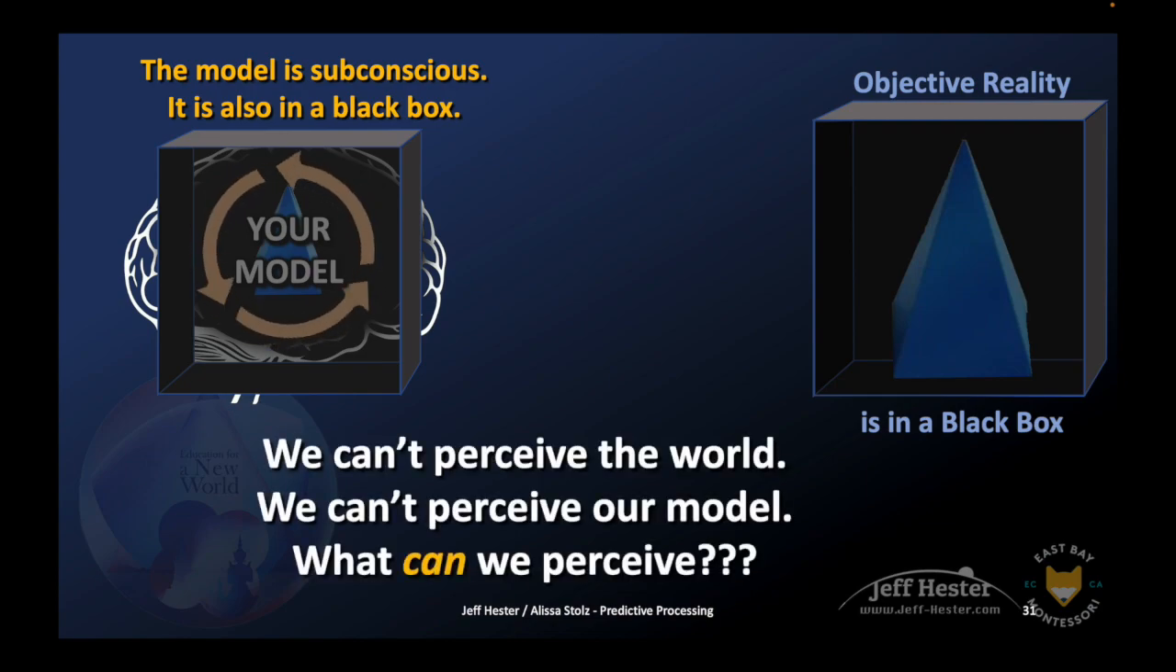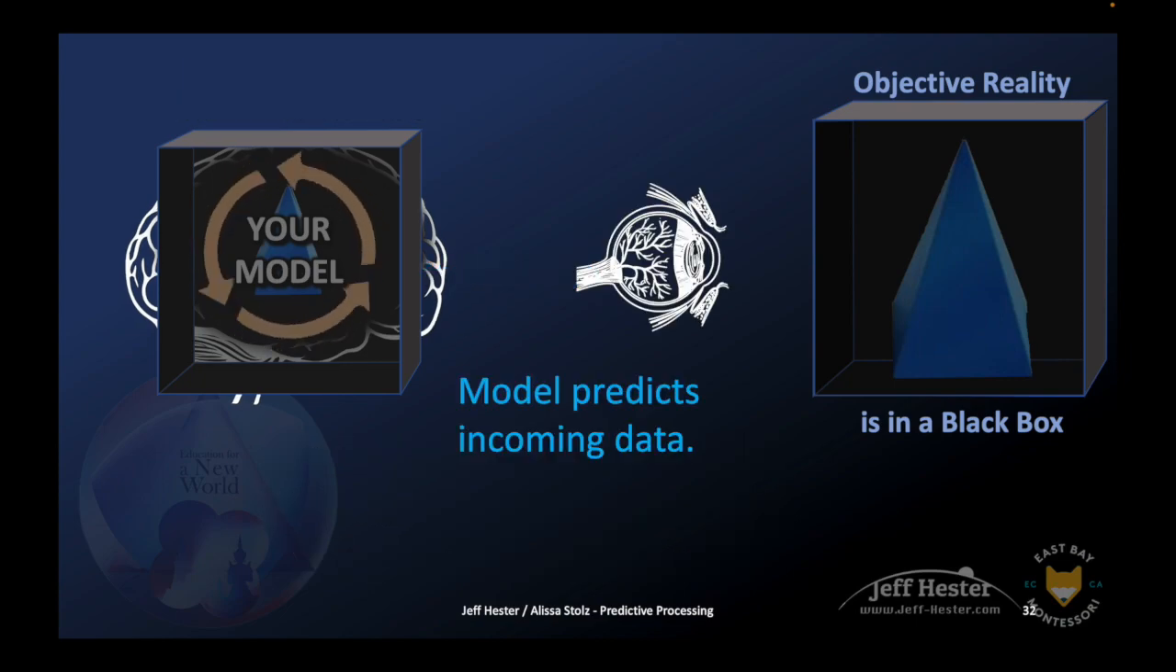We can't perceive the world directly. We can't directly perceive our model. What we can perceive is the brain's best guess. So here's what's going on. You've got your model, and your model is making predictions about incoming data.